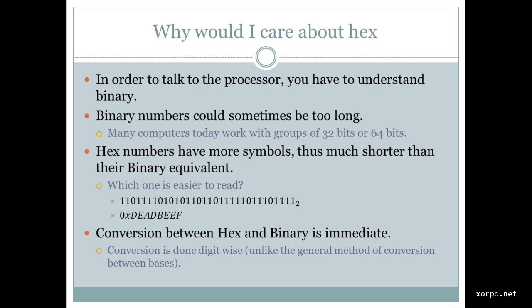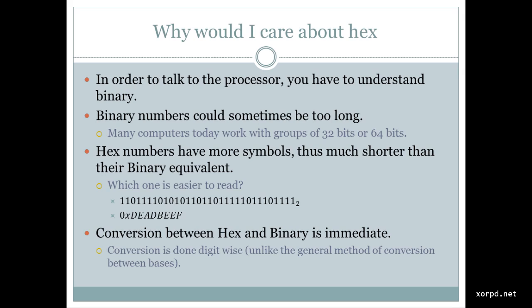Hex numbers have more symbols, and are thus much shorter than their binary equivalent. This is key. In the beginning it could be very strange to look at letters and think about them as numbers. However, the hex numbers are usually much shorter. Let's look at an example.